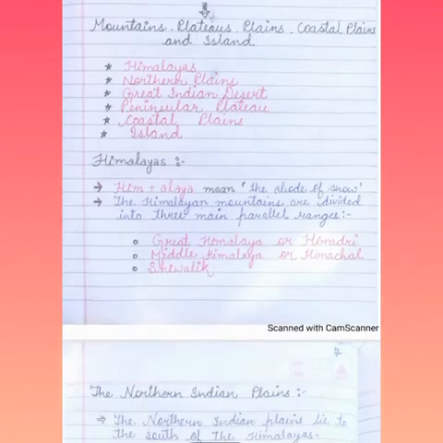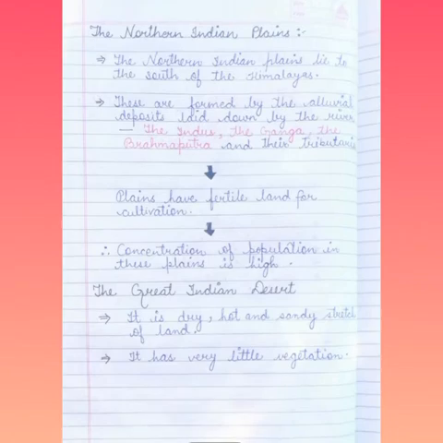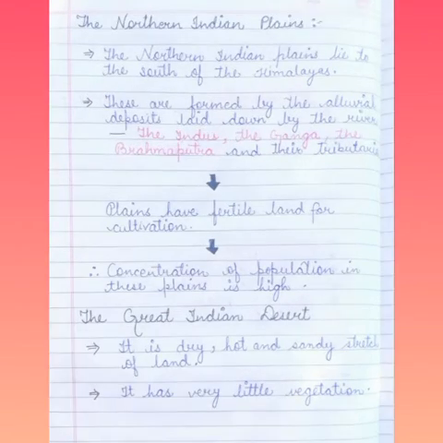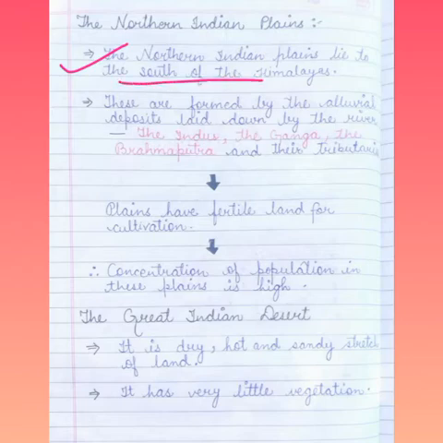Now coming to the northern plains. The northern plains occupy a great part of northern India. It lies towards the south of the northern mountains. It is also known as the Ganga Brahmaputra plain. It extends from the Satluj river in the west to the Brahmaputra river in the east for about 2,400 kilometers. The width of the northern plains decreases toward the east.